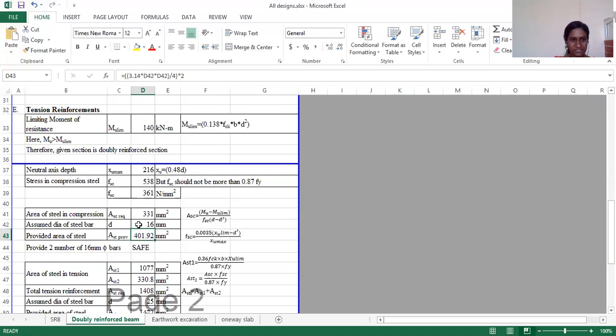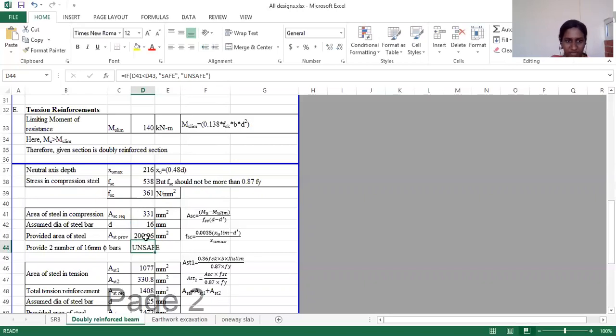So I have assumed the dia as 16. So here d is 16. So pi into d square by 4, and this 2 indicates the number of bars which is required. So go on giving the numbers until it reaches this Asc required. Okay, so if you put 1, the value will be less. The value will be just 1 dia.